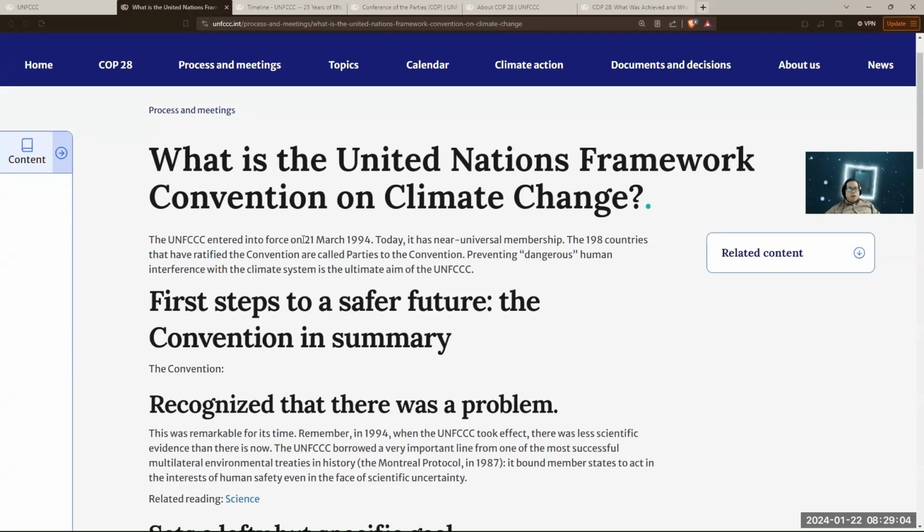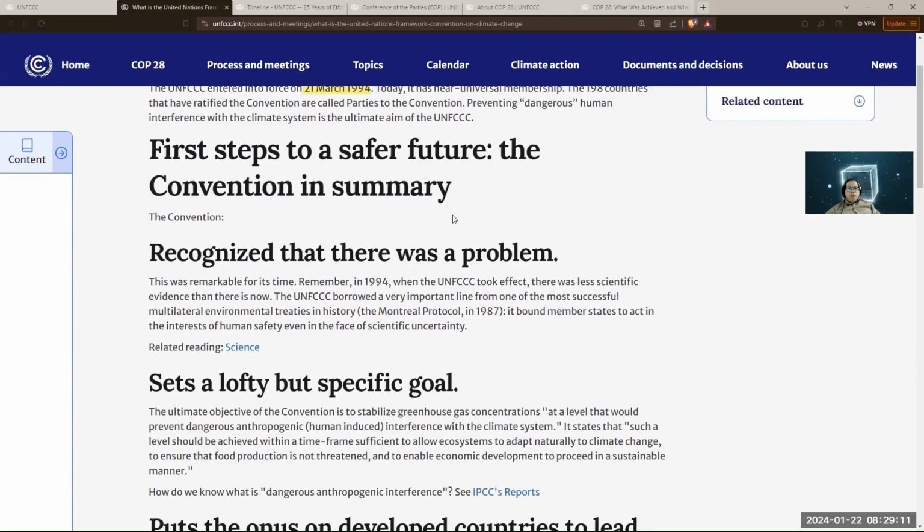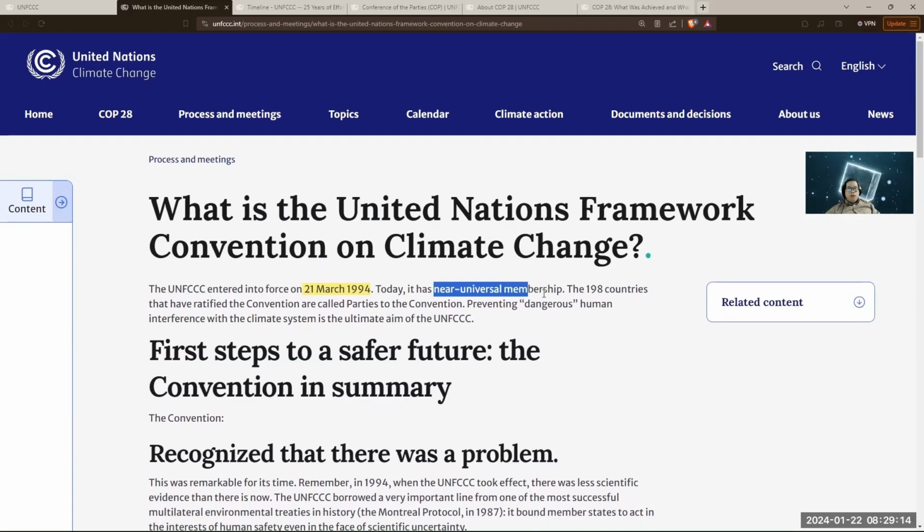It entered into force in March 1994. It has what they call near-universal membership, which just means that all of the members of the United Nations, 198 now, have ratified the convention. They are called the parties. Remember this. When you go into the COP, we know what the parties mean.